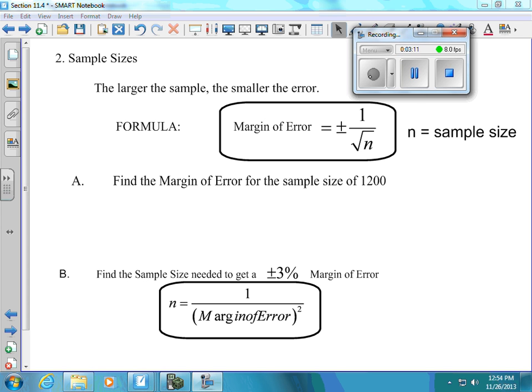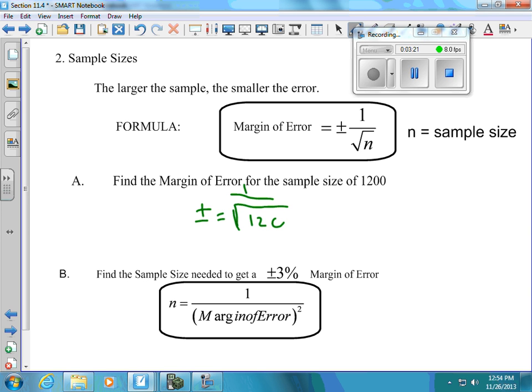Plus or minus. So if I have a sample size of 1200, my margin of error is 1 over the square root of 1200, which if we put that in our calculator, comes out to be 0.029, or plus or minus 2.9%.